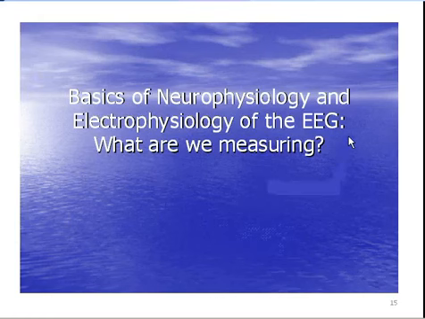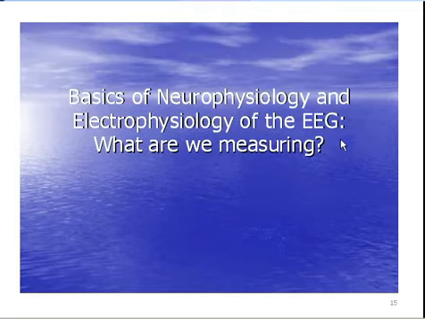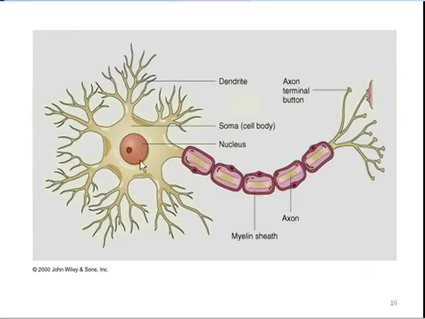Now let's consider some of the basics of neurophysiology and electrophysiology. Here we have a neuron. There is the body or the cell of the neuron.